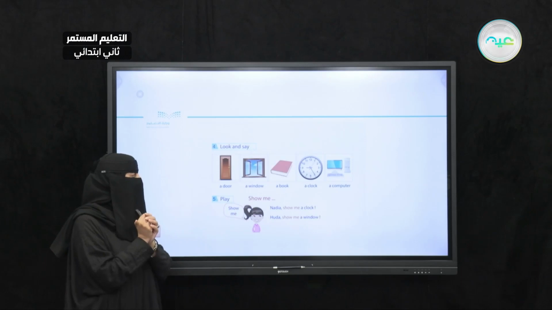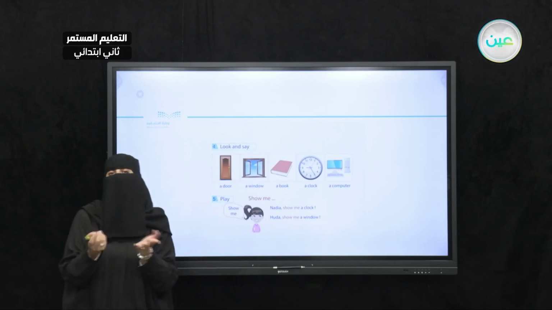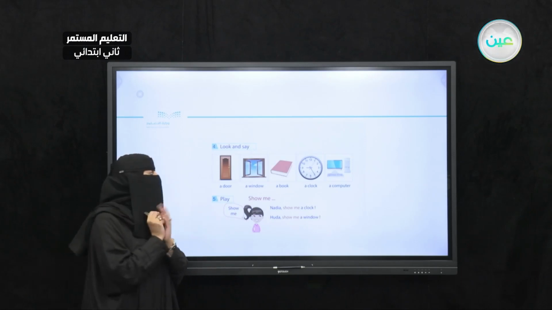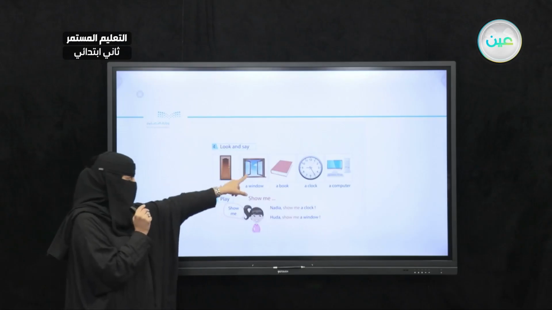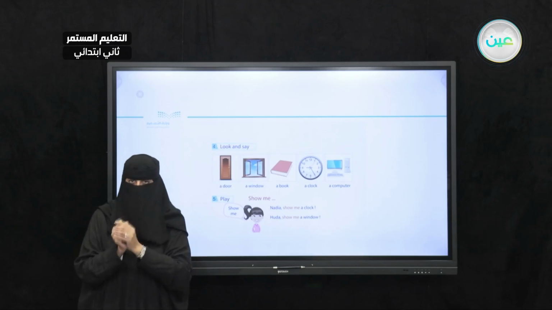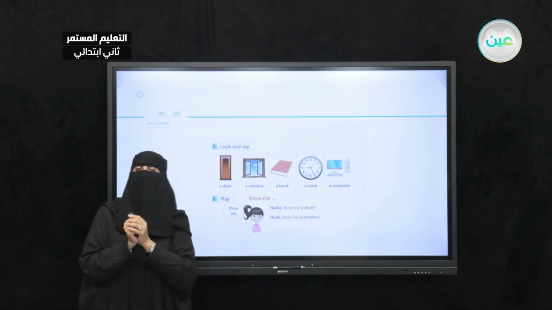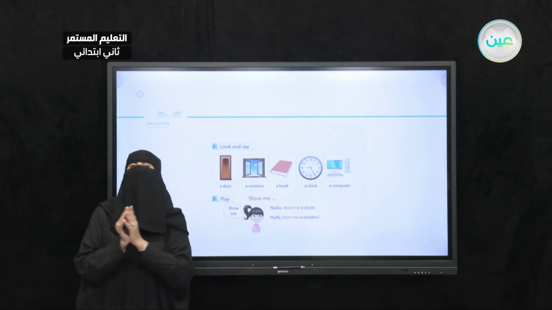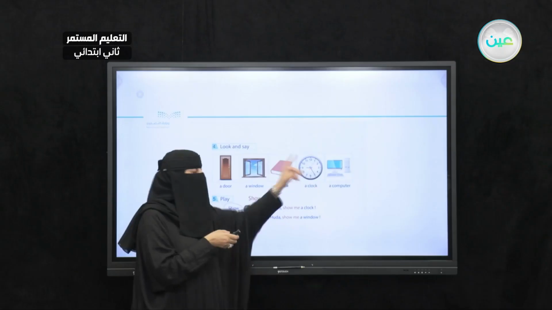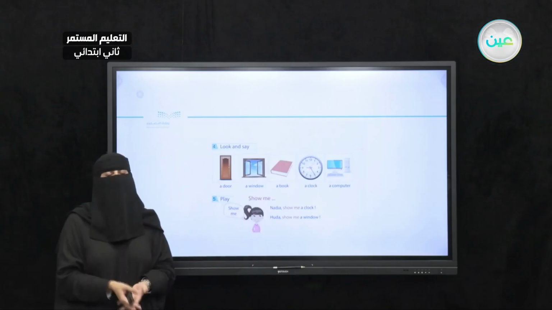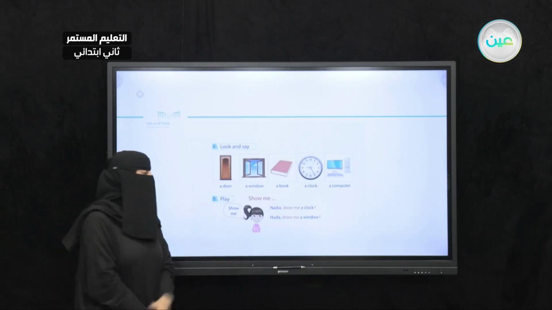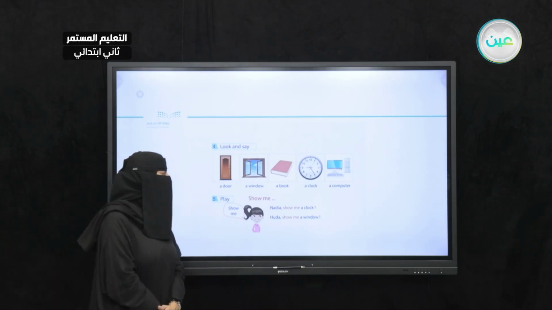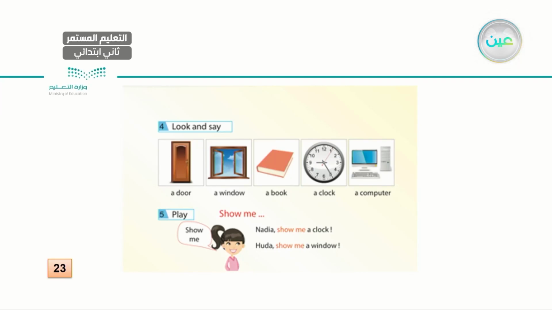A computer. Now, I need you to show me the window. Where is the picture of a window? Where is the window? This is a window. Very good. Now show me the clock. Where is the clock? Very good. That is a clock. Very good. So go ahead and play this game with anyone right next to you. Let's go ahead and read the words one more time. I have a door, a window, a book, a clock, and a computer.